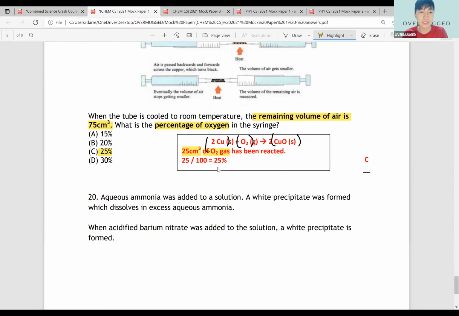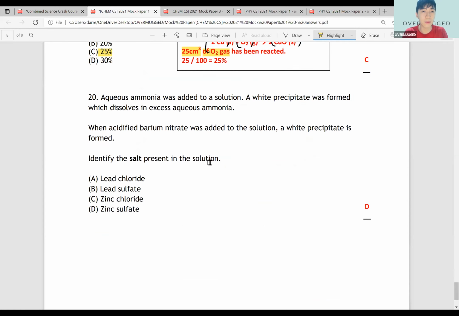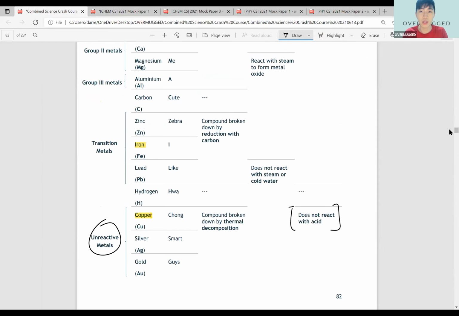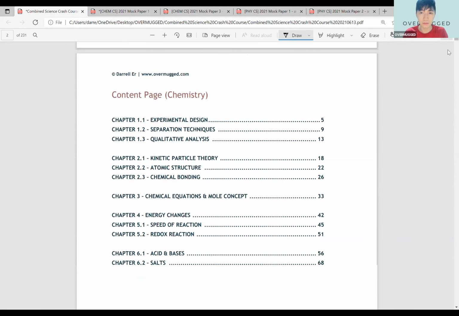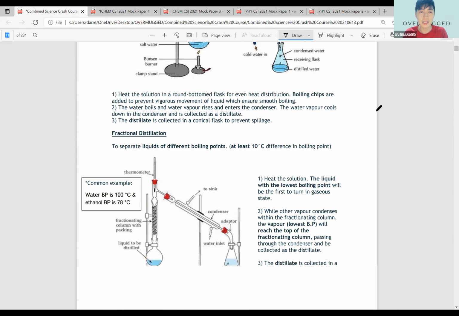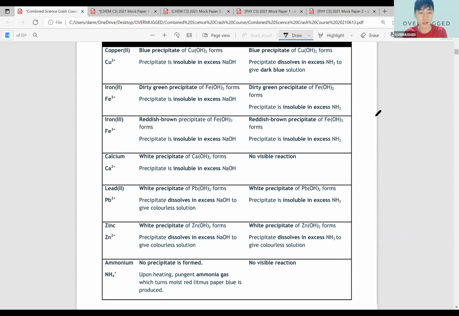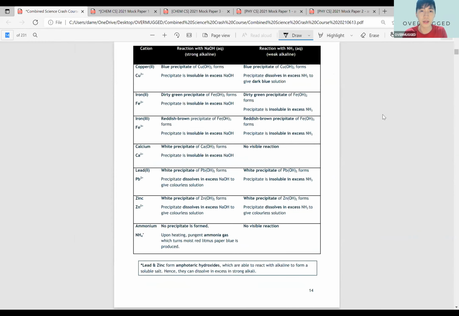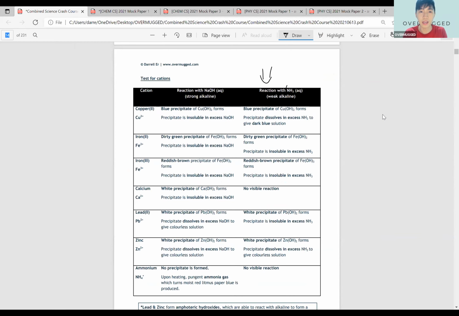Okay. Lastly, question 20: we add aqueous ammonia to a solution, we get a white precipitate which dissolves in excess. When you add barium nitrate, we get a white precipitate. This is your Q8. So if we were to go to your Q8 portion, what dissolves in excess aqueous ammonia? You take a look, aqueous ammonia is this second column here, right? Because weak alkaline aqueous ammonia, right? The only one that dissolves in excess aqueous ammonia is zinc.